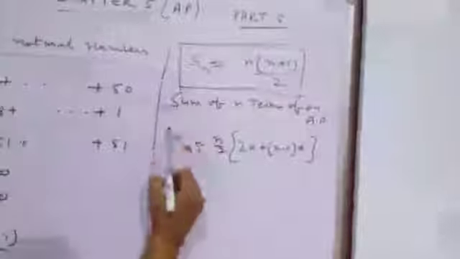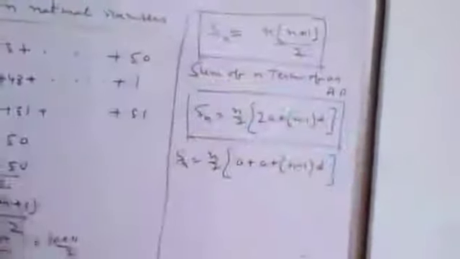Similarly, we can find the sum of n terms of an AP by the formula n by 2, 2a plus n minus 1 into d. The first formula is used if the numbers are natural. The second formula is used for any terms of an AP. n is the number of terms, a is the first term and d is the common difference.